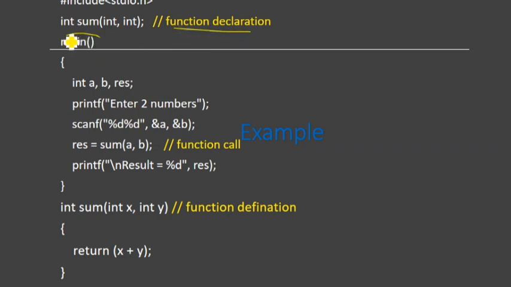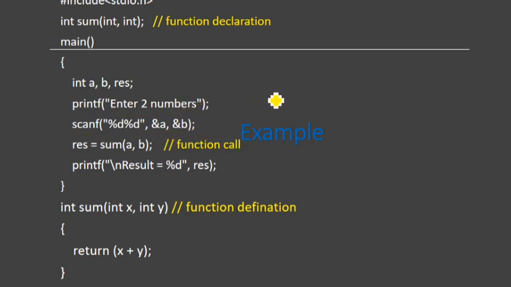Our C program starts from the main function. From here to here it is the main function. In the main function I am declaring variables a, b, result as integer variables, and printf prints enter the two numbers onto the screen. Whenever it shows enter two numbers, I enter the values of a and b. The a value is 10 and the b value is 20. Then scanf is going to read this 10 and 20 and place them into variable a and variable b.